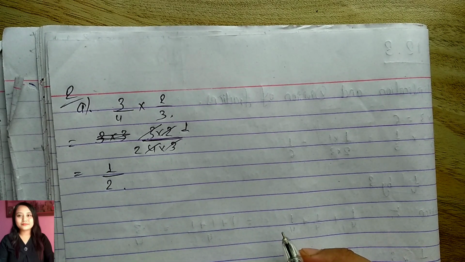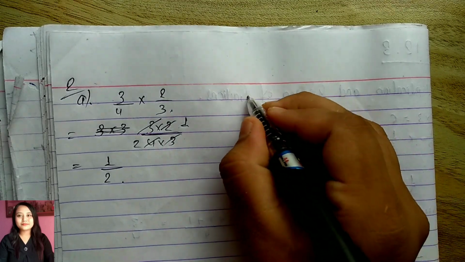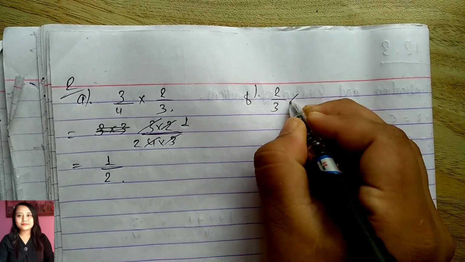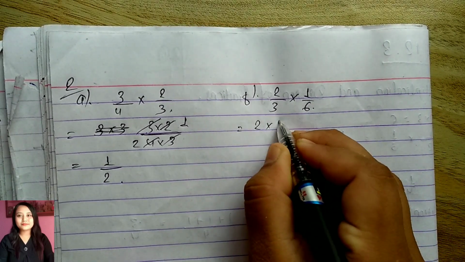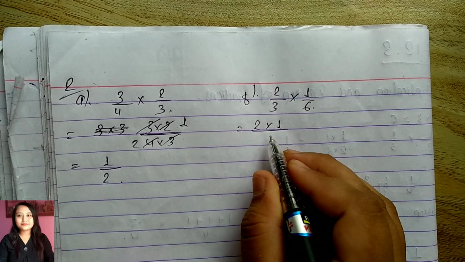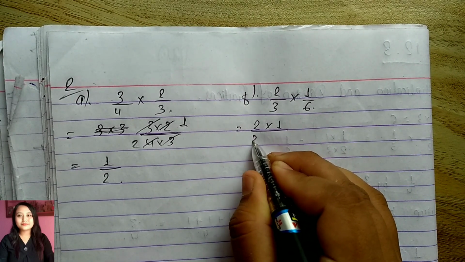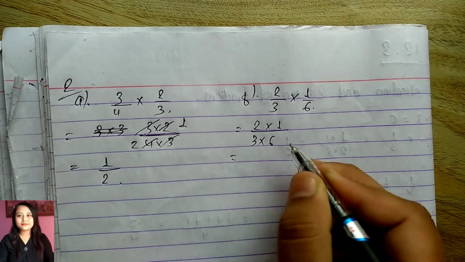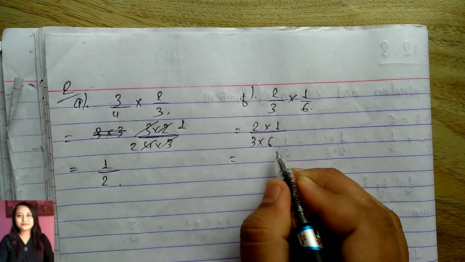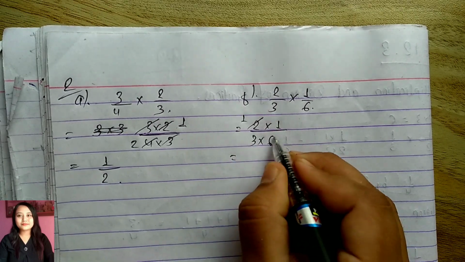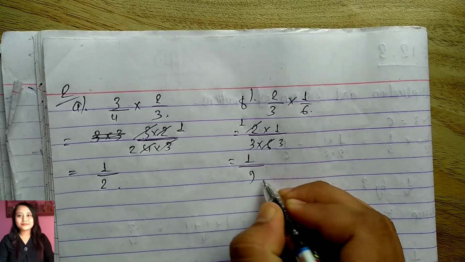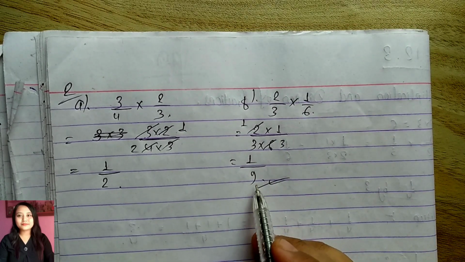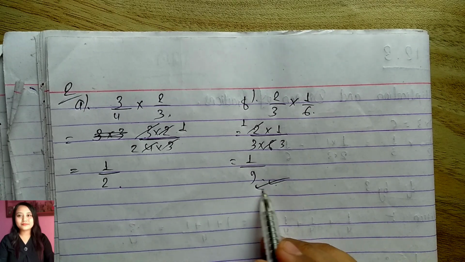Similarly, let me provide you the example of question number F. In question number F, 2 by 3 into 1 by 6 is given. So how to do it? 2 into 1 is the simple multiplication of the numerator, and 3 into 6 is the simple multiplication of the denominator. Here also 2 can divide 6, right? So 2 1s are 2, 2 3s are 6. The remaining here is 1 into 1, that is 1 only. 3 into 3 is 9. So this is the final answer. Now can we divide 1 by 9? No, we cannot. So this is the final fraction.